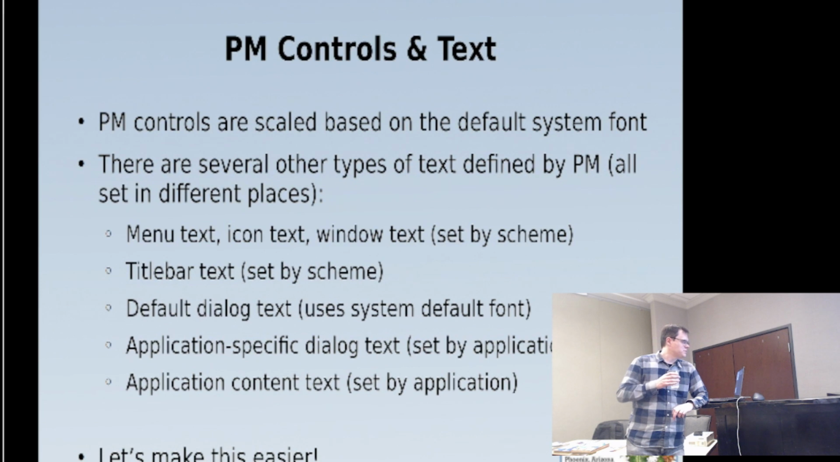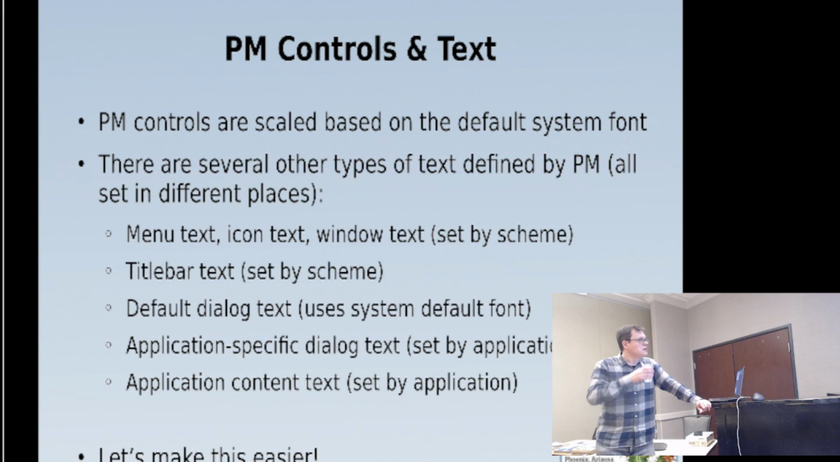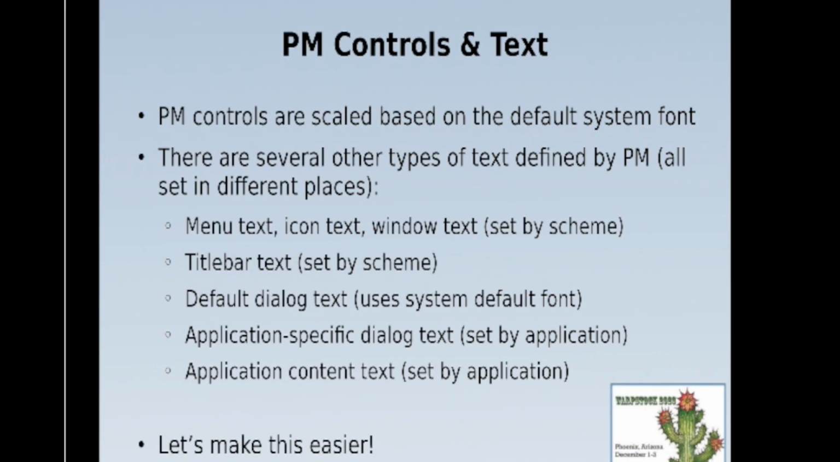Besides the system default font, there are several other types of text that are defined by Presentation Manager. I've listed them up here on the slide. These can all be manipulated to some extent by changing various settings. Unfortunately, those settings are all scattered around in different places, and some of them aren't very obvious. So, as I said last year, wouldn't it be nice if there was an easy way to set everything in one place with a mouse click? Well, now there is.